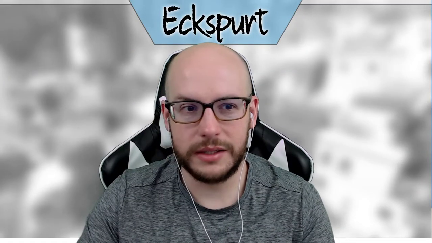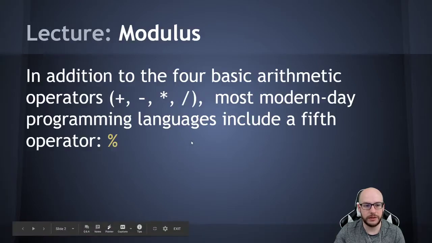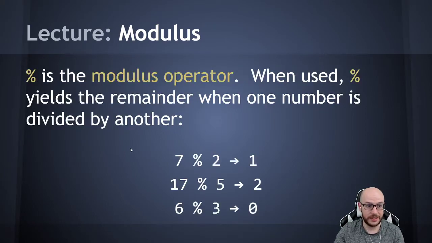All right, we're back, and in this one, we're going to be talking about modulus. This is something brand new coming in at us hot. In addition to the four basic arithmetic operators, addition, subtraction, multiplication, and division, most modern day programming languages include a fifth operator, this percent sign. This percent sign is the modulus operator. When used, mod yields the remainder when one number is divided by another.